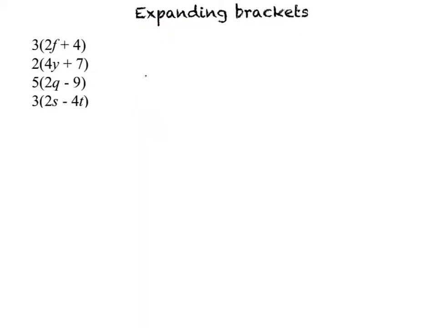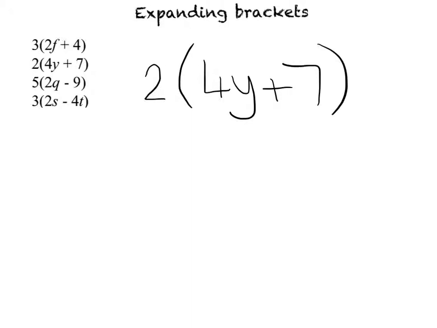The next question, we've got 2 outside the brackets and 4y plus 7 inside the brackets. So in this one, everything inside, so the 4y and the plus 7, has to be multiplied by 2. So let's draw lines in to help us remember. I've got to do that times that, then that times that. Remember, we're multiplying the plus 7 by 2.